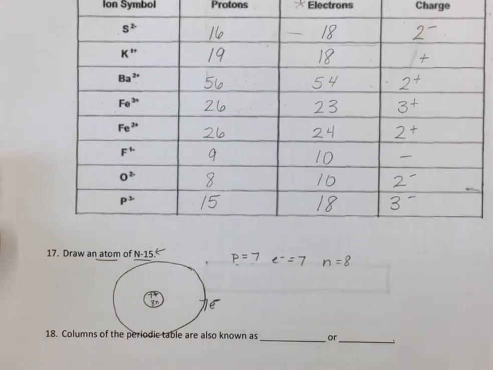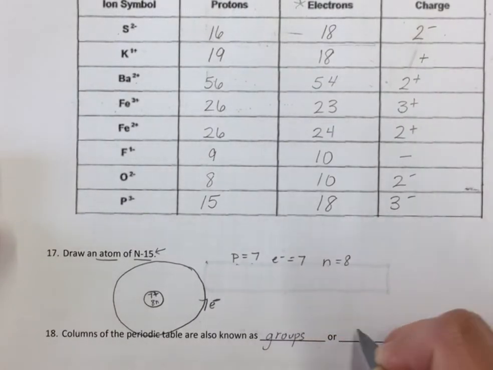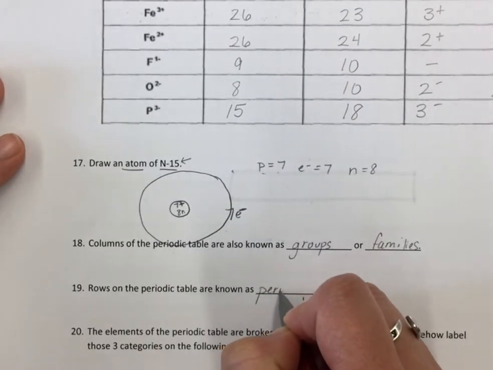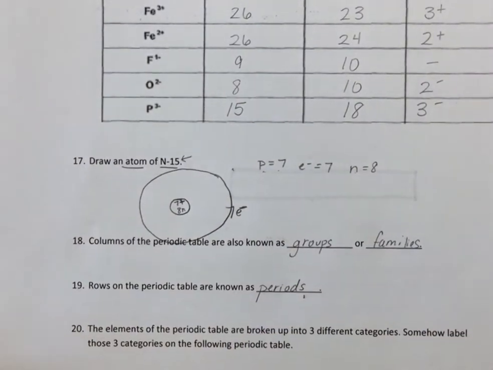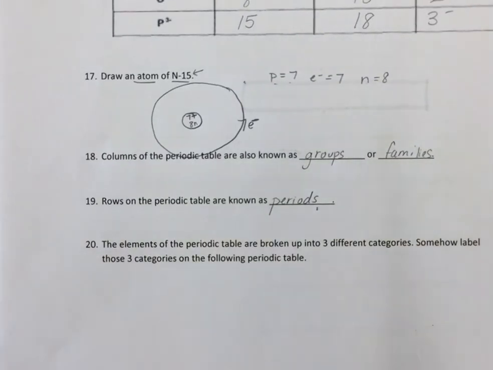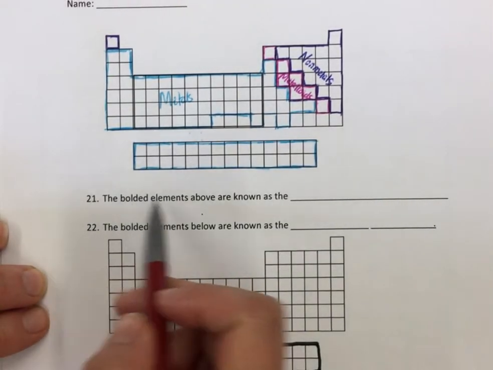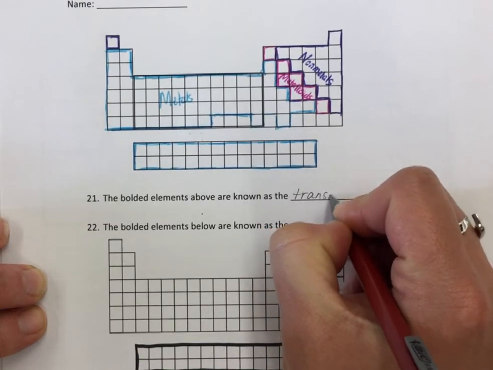And then columns of the periodic table are known as groups or families. Rows on the periodic table are periods. And then for number 20, labeling the 3 categories of elements on the periodic table. I went ahead and did that with some color here. And then the bolded elements were this section right here. Those are the transition metals.